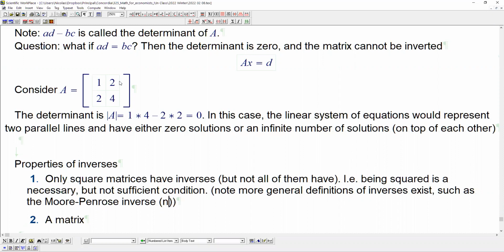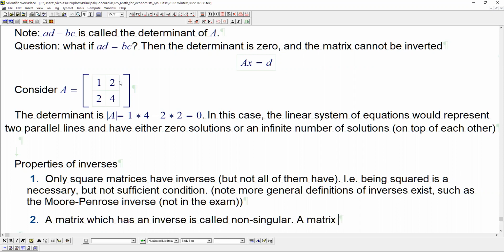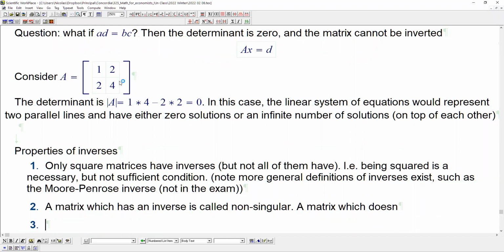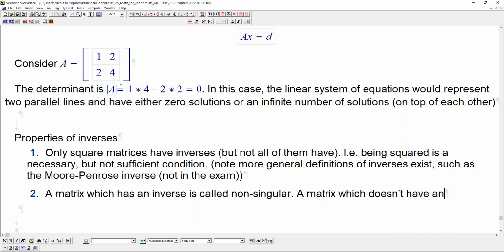Two: a matrix which has an inverse is called non-singular, which is funny because if you have an inverse, then you can find a singular, or unique, solution to the system, but that's how it's called. And a matrix which doesn't have an inverse is called singular.